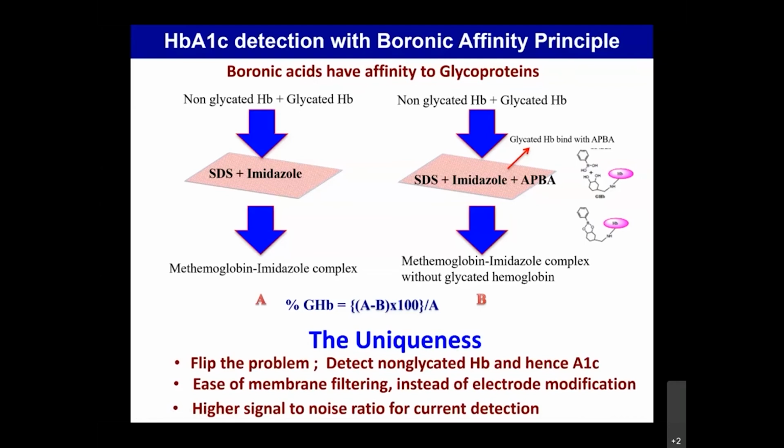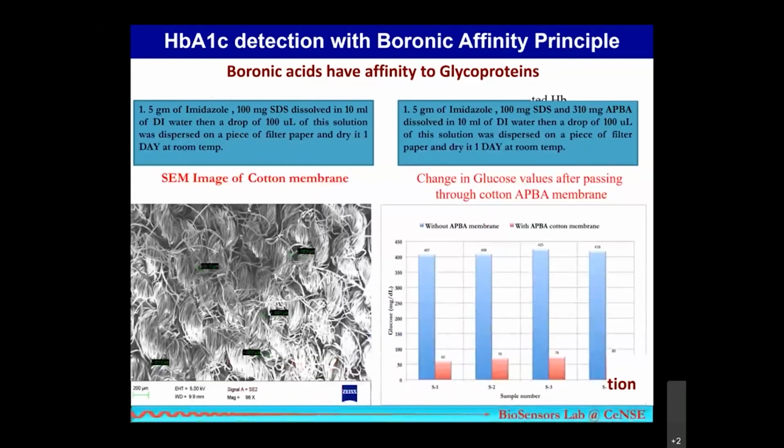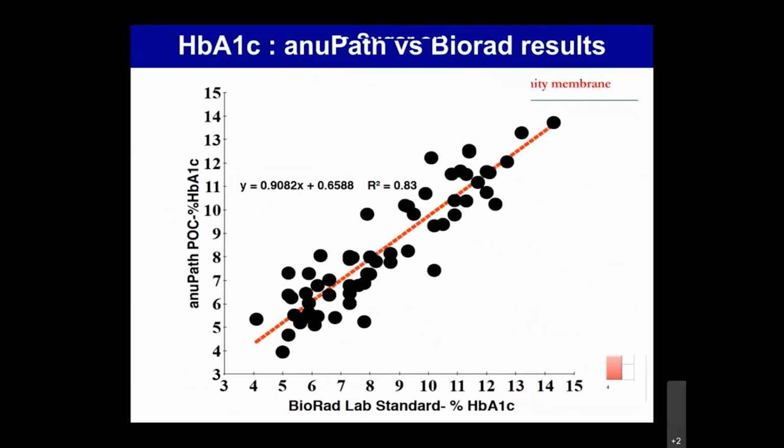So this is what, again, we have been able to do through a lot of optimization of the strips. What is shown here is the pathology lab Bio-Rad equipment HbA1c measurement versus the point-of-care device HbA1c measurement, which shows excellent linearity with an R square of 0.83, right?